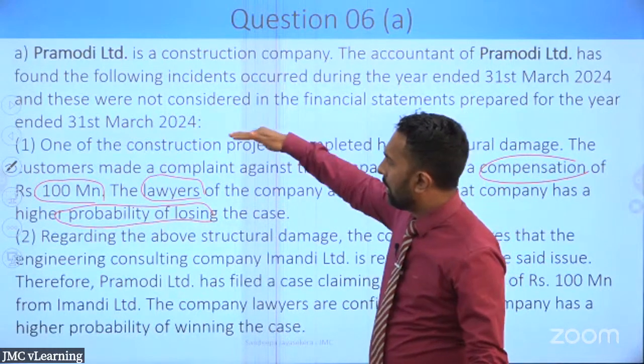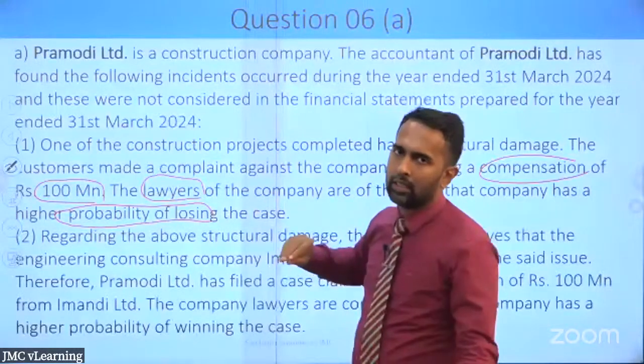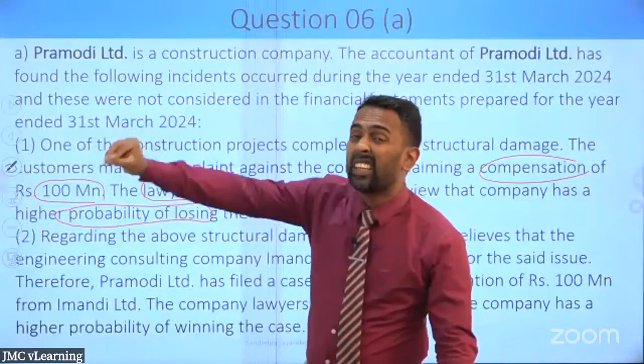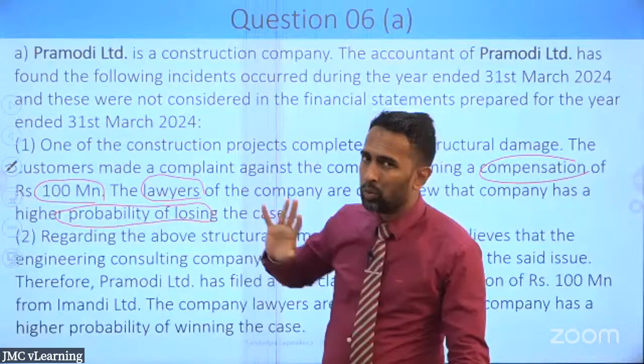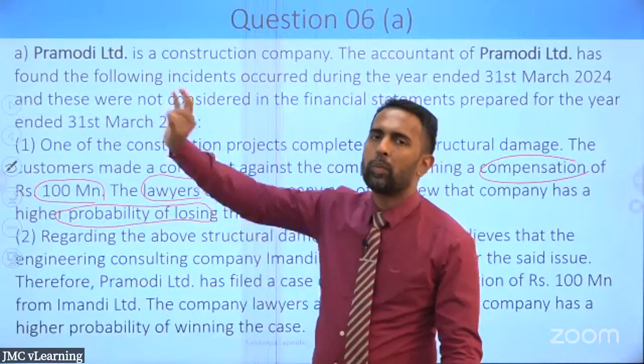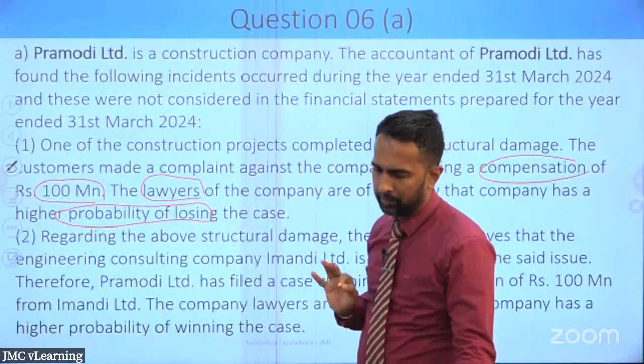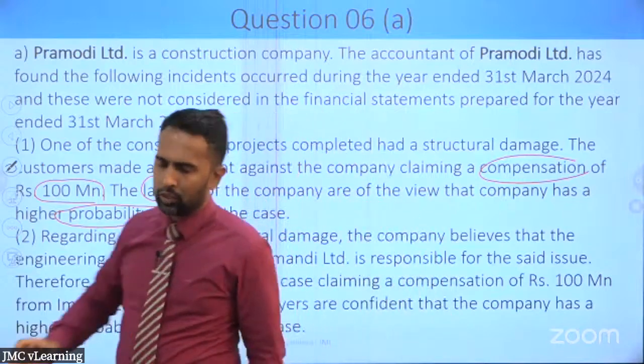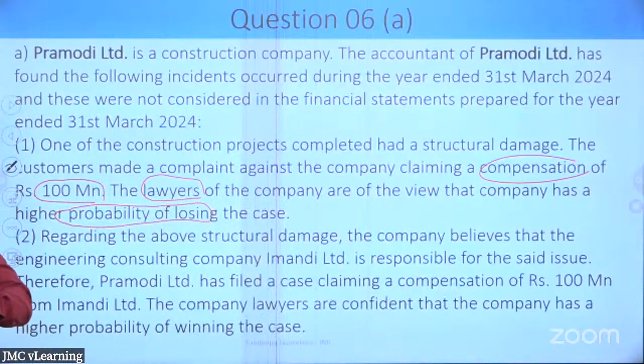Okay. So the answer for the first part is, as the lawyers are stating that there's a higher possibility of losing, the company needs to make a provision for this 100 million. That's the answer for the first part. Can you all understand the first part?